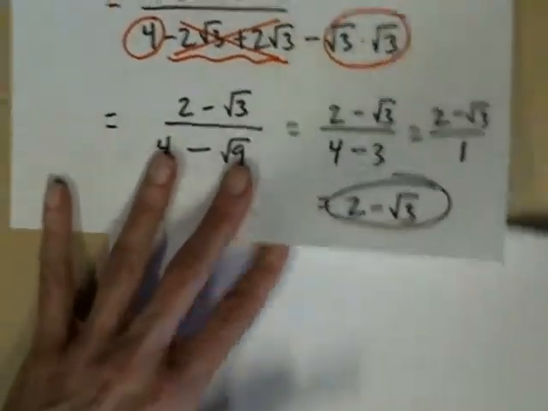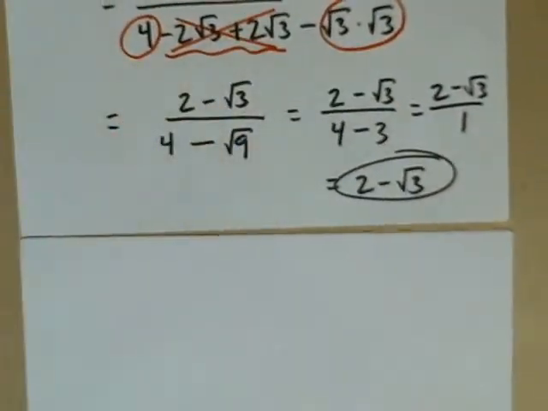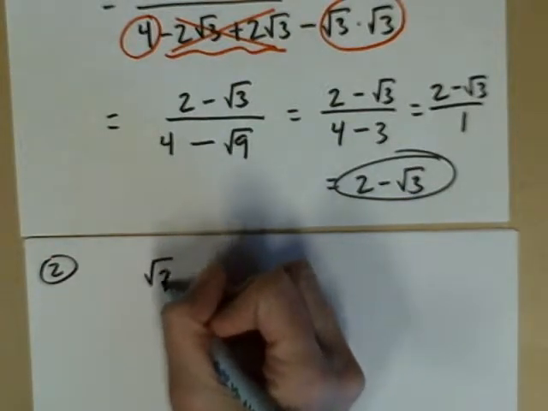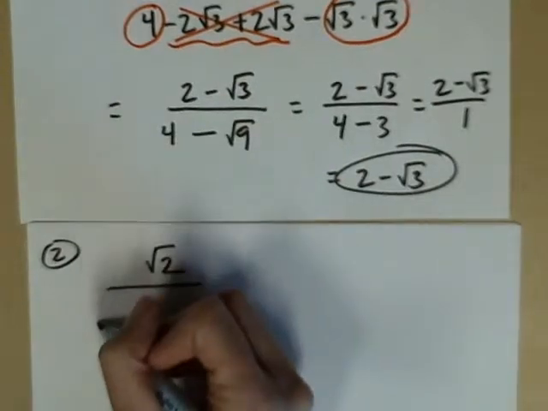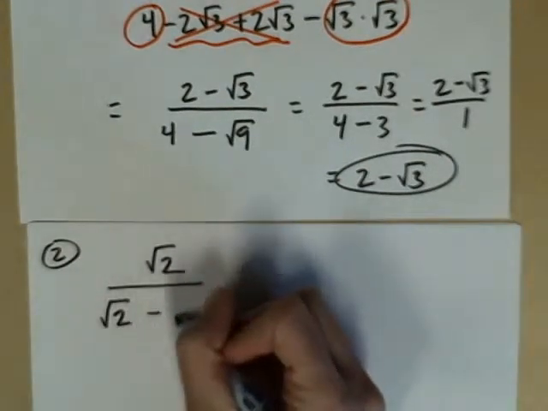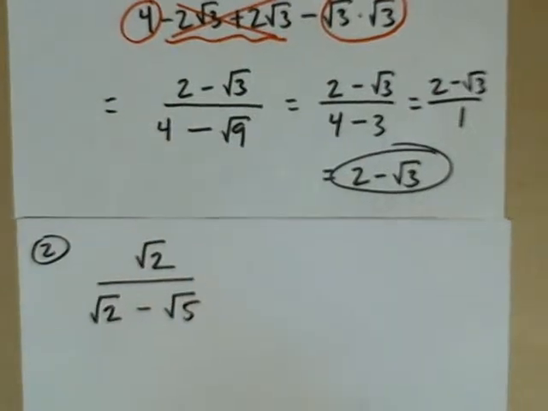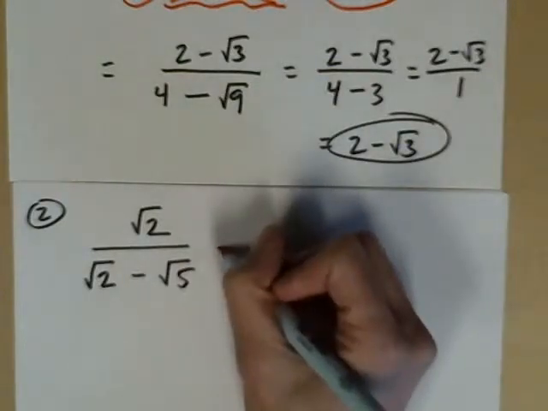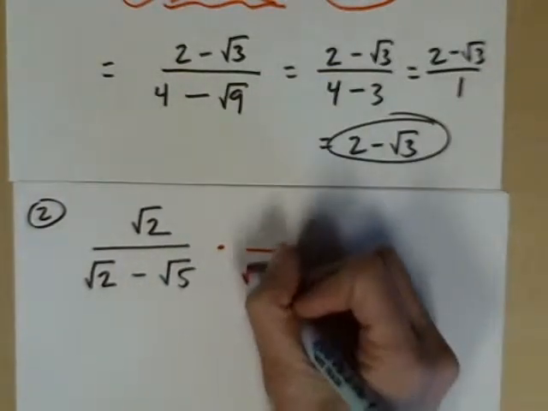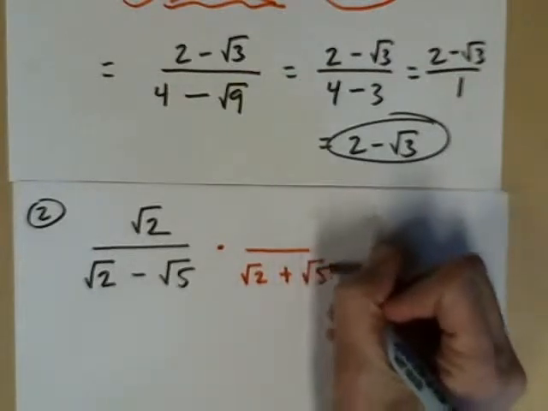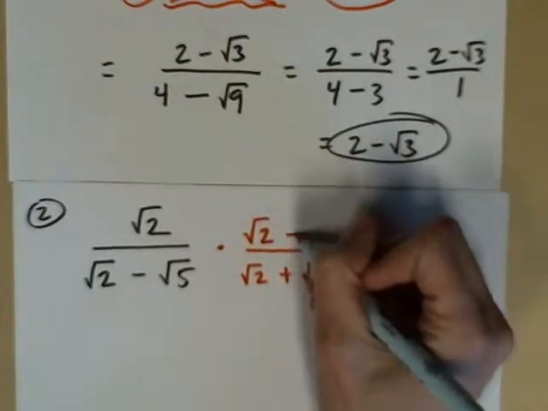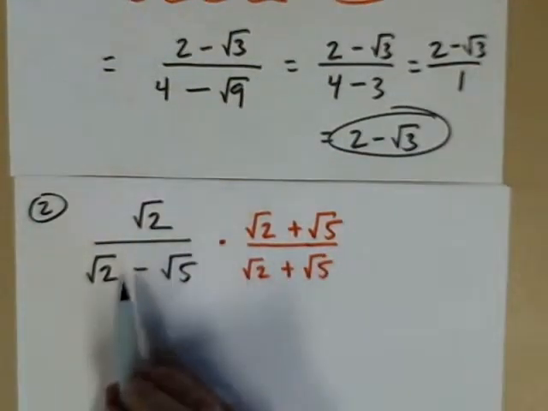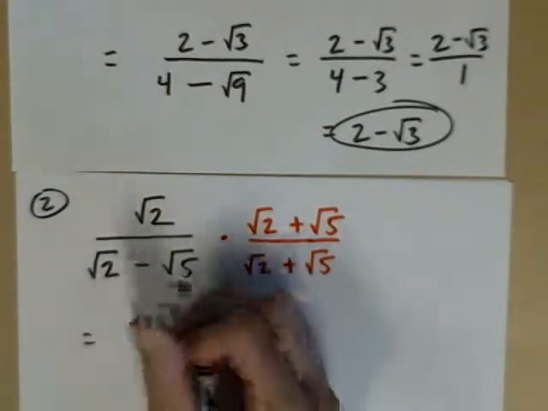Let's look at a second example. So for the second one, number 2, I'm going to put a radical in my numerator, and in my denominator, I'm going to do radical 2 minus radical 5. So I'm going to multiply by the conjugate of that denominator, which means I don't want their difference, I want their sum. Radical 2 plus radical 5. Same thing in the numerator, radical 2 plus radical 5. So there's that conjugate. Instead of the difference, I multiply by the sum.